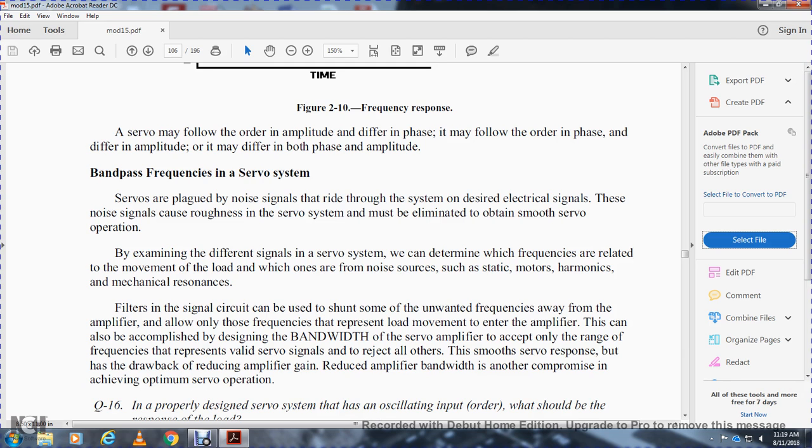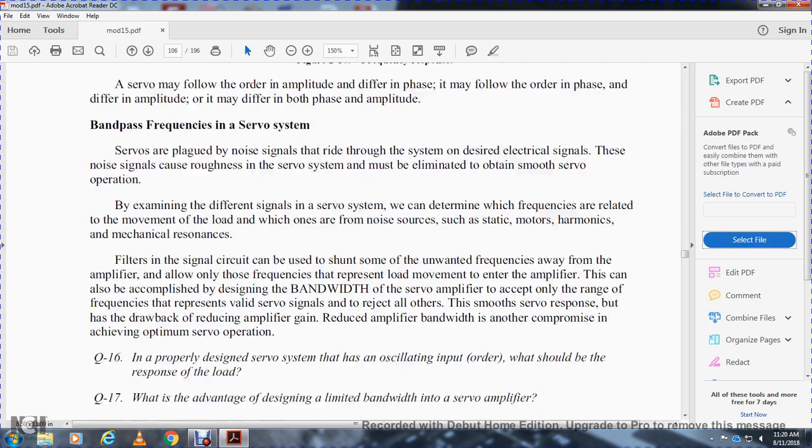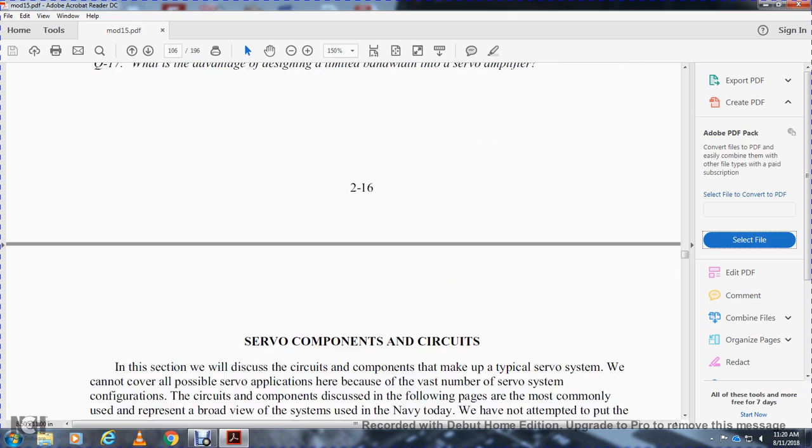Filters can shunt some of the unwanted frequencies away from the amplifier, allowing the frequencies representing the load movement into the input of the amplifier. This can also be accomplished by designing the bandwidth of the servo amplifier to accept the range of frequencies represented in the servo system, rejecting all the others and smoothing the servo response. But as a drawback, reducing the amplifier bandwidth reduces the amplifier gain, and is another compromise in achieving optimum servo operation.